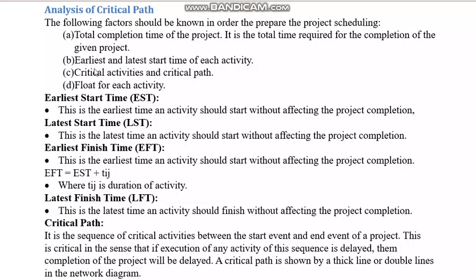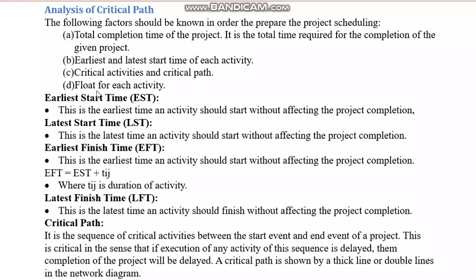Okay, next, the earliest and latest start time of each activity. Now how many activities are there? For so many activities, you should know the earliest start time and latest start time. Then you should know the critical activities and the critical path.